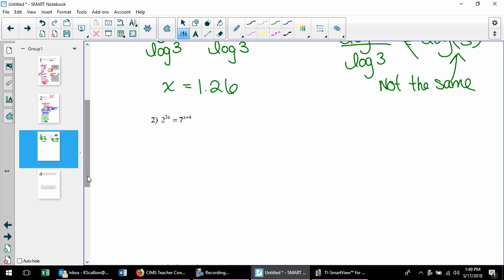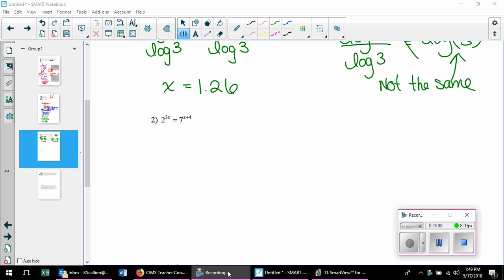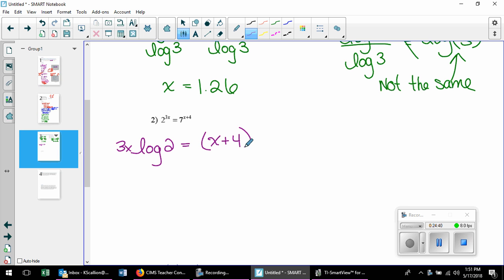All right, so for this one, I'm going to hit pause. You guys are going to log both sides and just simplify it. Just try that for a moment. Okay, so I've got log. Did you put your x plus 4 in brackets? They need to be.